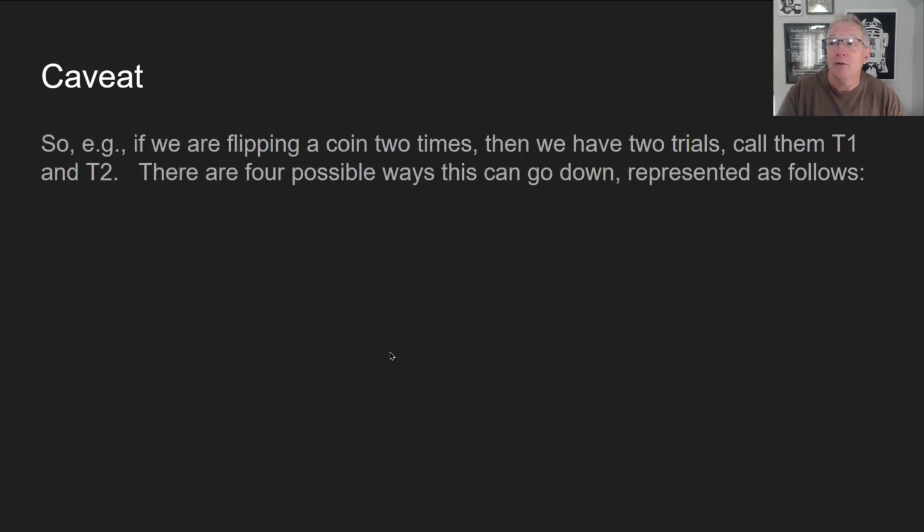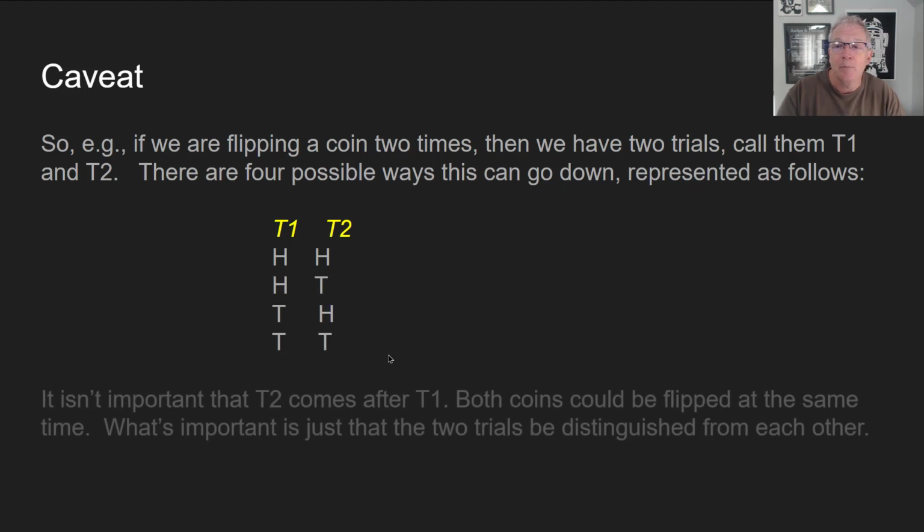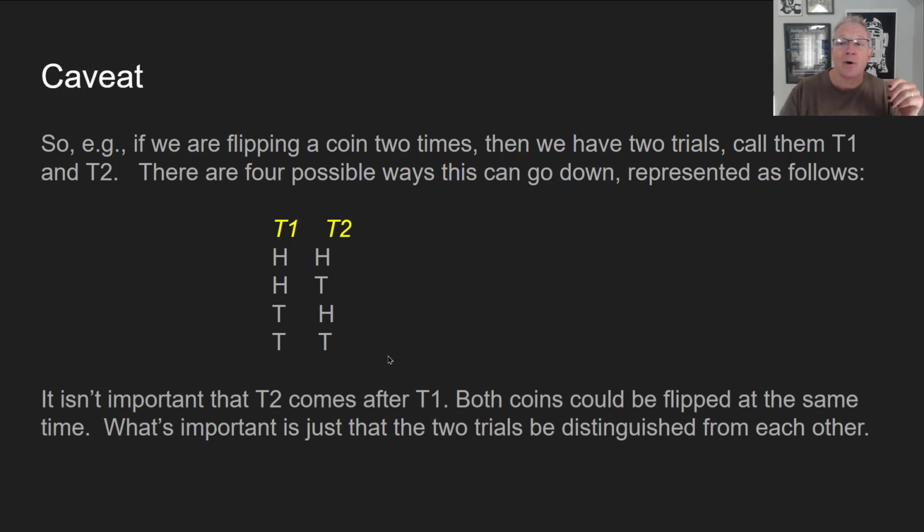So if we're flipping a coin 2 times, then we have 2 trials, call them T1 and T2. There are 4 possible ways this can go down, which are represented as follows. So in trial 1 and trial 2, we might get both H's, HT, TH, or TT, tails, tails. It isn't important that trial 2 comes after trial 1. Both coins could be flipped at the same time. What's important is just that the 2 trials be distinguished from each other. So we might be talking about simultaneous events. We might be talking about sequential events. It doesn't matter. What matters is dependence, and these are independent events in this case.